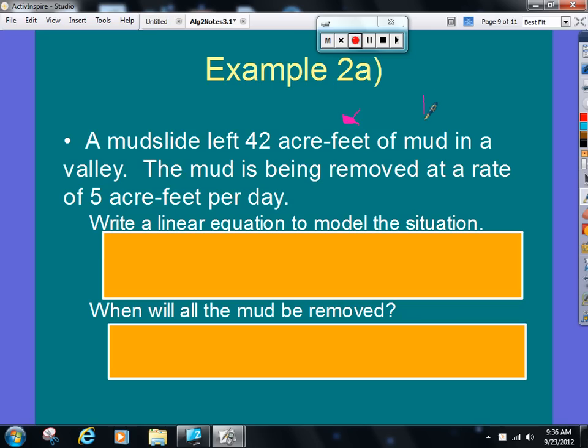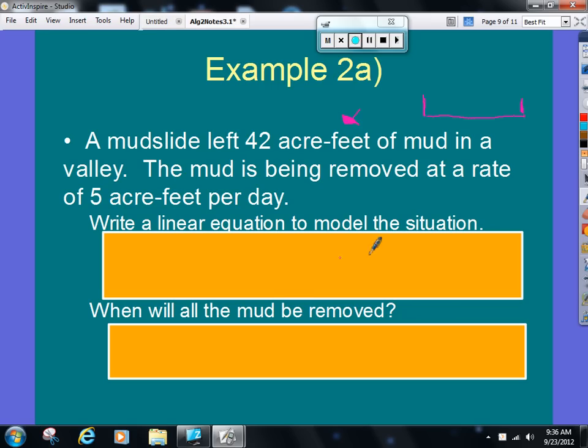It's a 1 full acre. So if somebody lives on an acre lot of 1 foot deep, that's an acre-foot. So 42 acre-feet of mud. Think about that. It's a lot of mud. So it's a quantity, volume. It left it in a valley. The mud is being removed at a rate of 5 acre-feet per day.